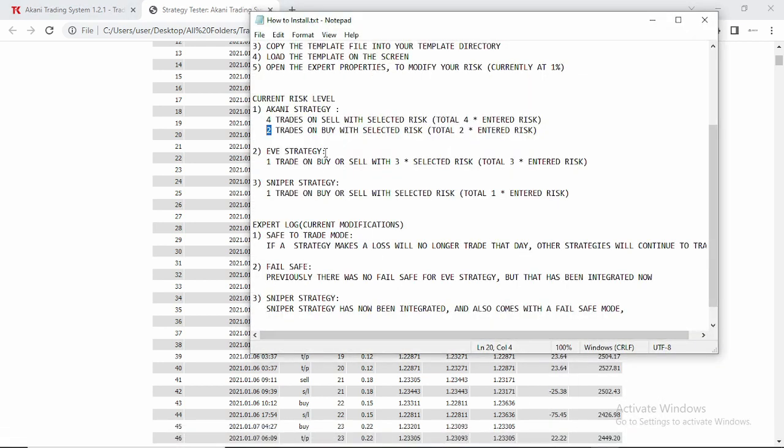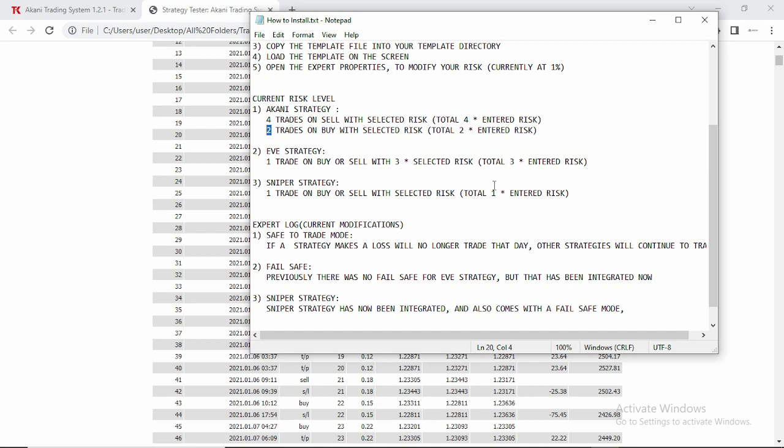Let's look at other things here. The next one is the Eve strategy. The Eve strategy enters 1 trade on buy or sell with 3 times the selected risk. In this case our selected risk was 1%, which means that we enter buy or sell trades with 3%, which is 3 times 1. So the total amount of trade will be 3 times our entered risk, on buy or sell. But the sniper strategy enters 1 trade on buy or sell with selected risk. So for the sniper strategy, we are basically entering the exact entered risk.